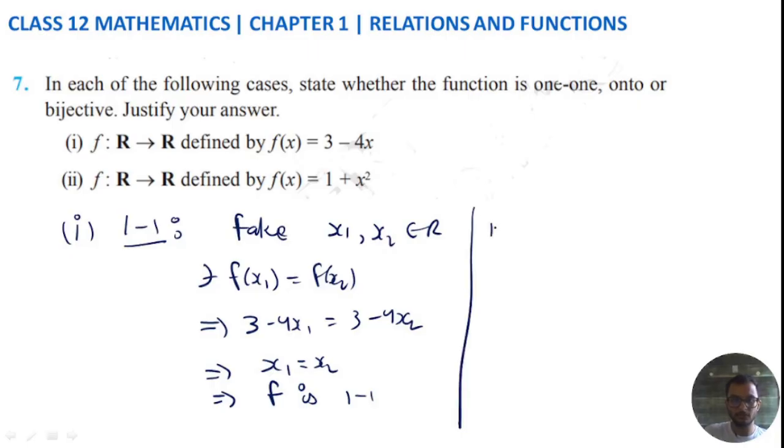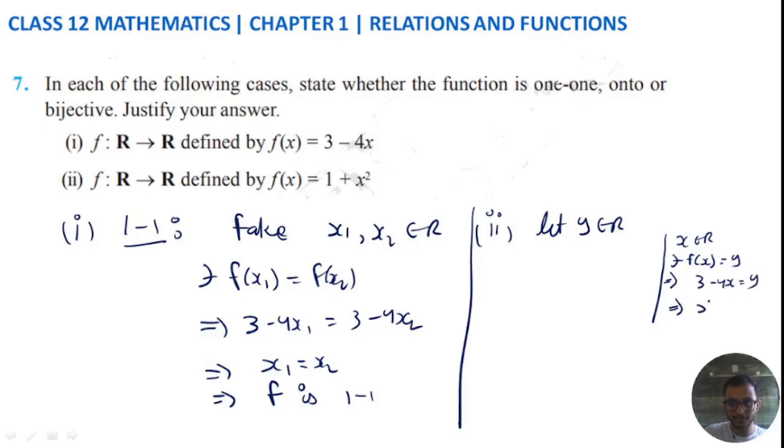Also, why is it onto? Let y belong to R. What do we want now? I will give some first intuitive idea. What should be the x? We want some x belonging to R such that f of x equals y. But what is f of x? 3 minus 4x equals y. So you will get x as (3 minus y) by 4. Did you get it? If you take x as this, your work will be done.